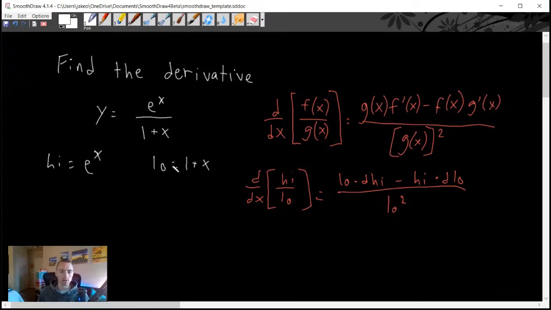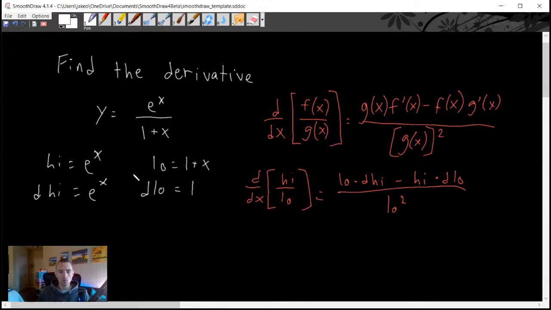Okay. Once you've laid out your high and your low, then you need to find the derivative of each of these. So d high is just the derivative of your high, and d low is just the derivative of your low. Well, the derivative of e to the x in this case is just e to the x, right? It's a very unique function where its derivative is itself. The derivative of 1 plus x, we can think of the 1 and the x separately. 1 is a constant, so the derivative of 1 is 0. And then the derivative of x with respect to x is 1. So the d low in this case is just going to be 1.